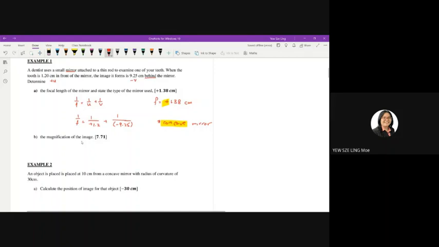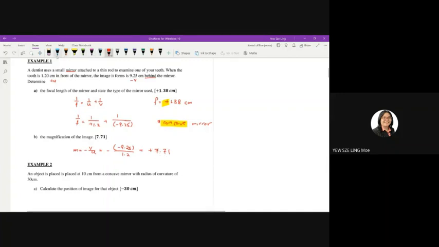Then the magnification of the image. So m is equal to negative v over u. It is equal to negative, and then negative 9.25 over 1.2. Negative, negative becomes positive, so positive 7.71. By looking at this value itself, you know that the image becomes larger. It's magnified, becomes larger.